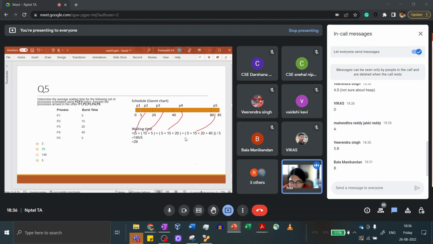So you add all of this and divide it by 5, which comes out to be 145 by 5. 145 is the sum of waiting times. The average waiting time is 145 by 5, which is 29. And that's your answer here. So any questions on this? It's a bit elaborate, so hope you followed. Any doubts?